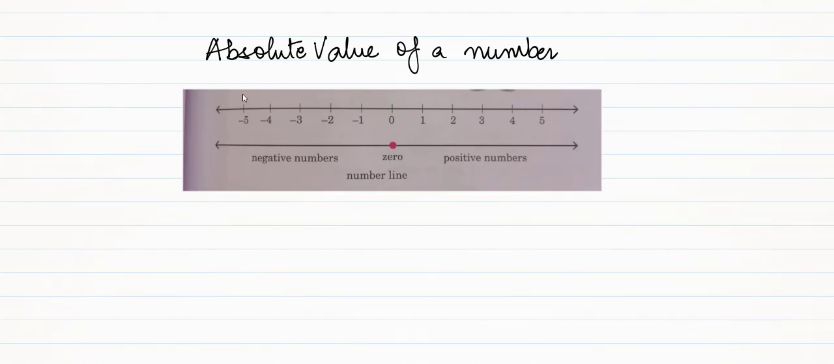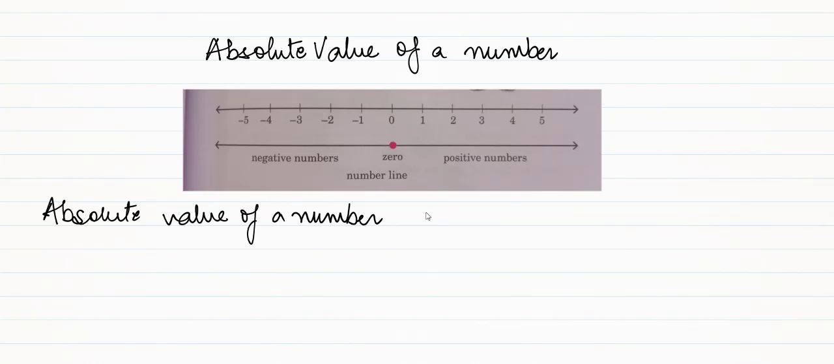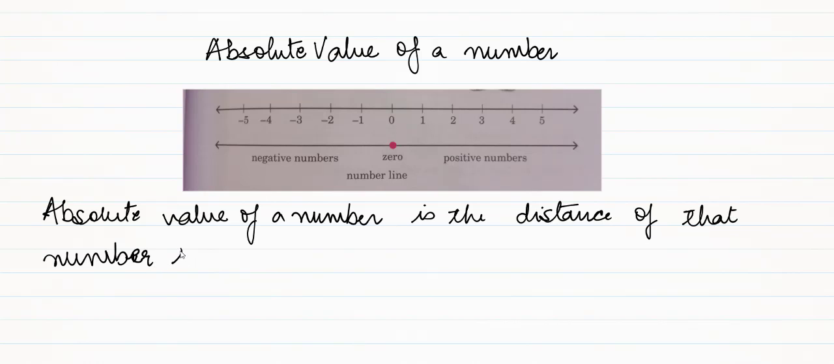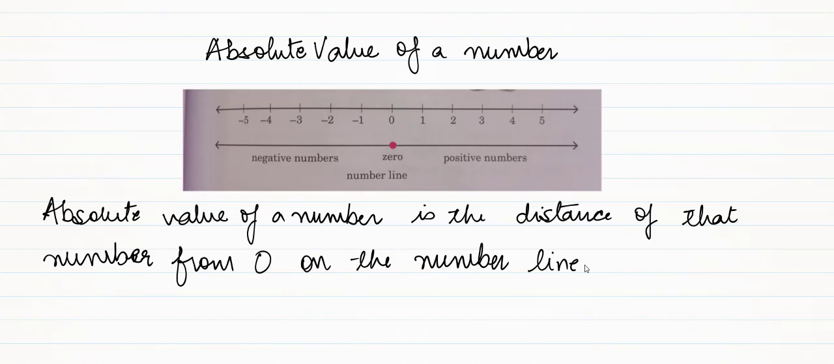Now students, we will discuss the absolute value of a number. Now absolute value, what does it mean? Absolute value of a number, I will write down the definition for this one, a very practical definition. Absolute value of a number is the distance of that particular number from 0 on the number line. A very important thing. I suppose it should be clear to you.